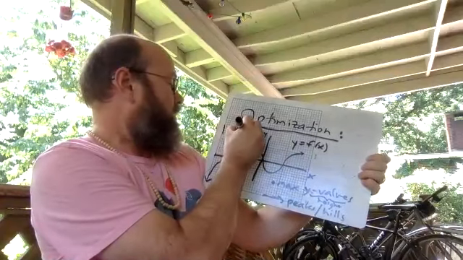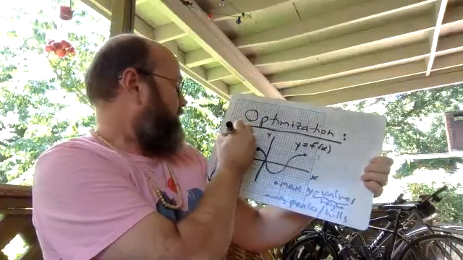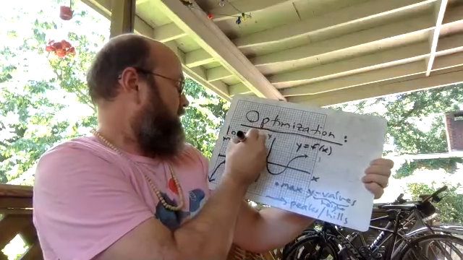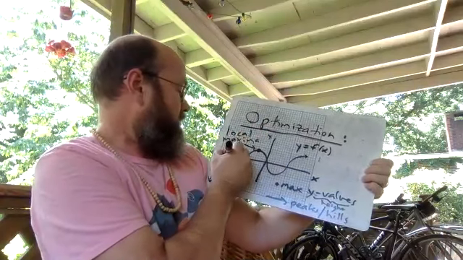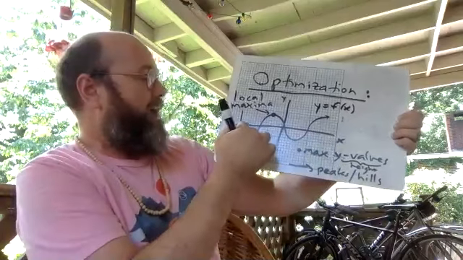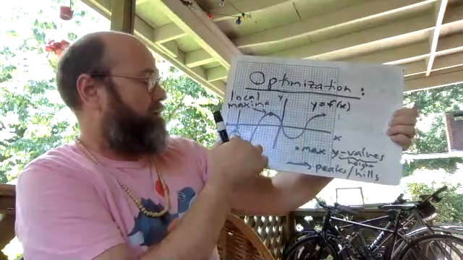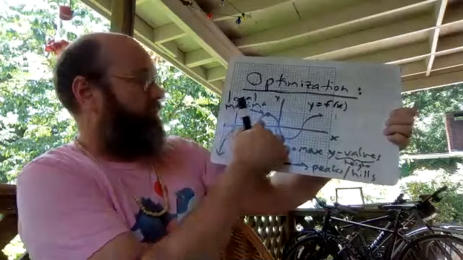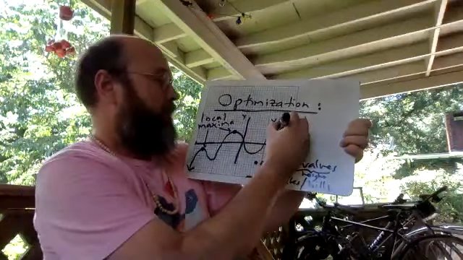local maxima. They're local because they're not the highest overall. That one's the highest point, but this one's also higher than the other ones around it, even though that one's bigger. And how about here?